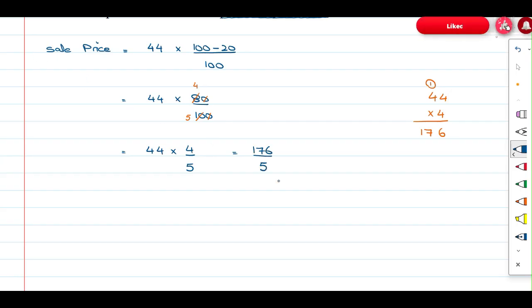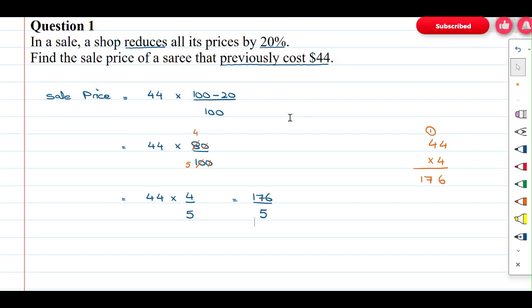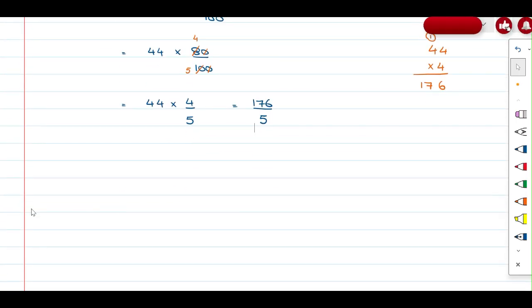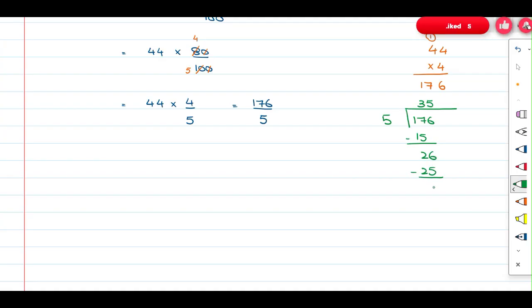This is the sale price, but we need to figure out the sale price in terms of dollars, right? So we have to divide it. So here we can say 176 is inside, it goes into the 5 times table, right? Okay, so 5 times 3 is 15. When you subtract from 17, take away 15 is 2, and 6. 5 times 5 is 25. Subtract, 1 is left, put a decimal and a 0, bring that 0 down.